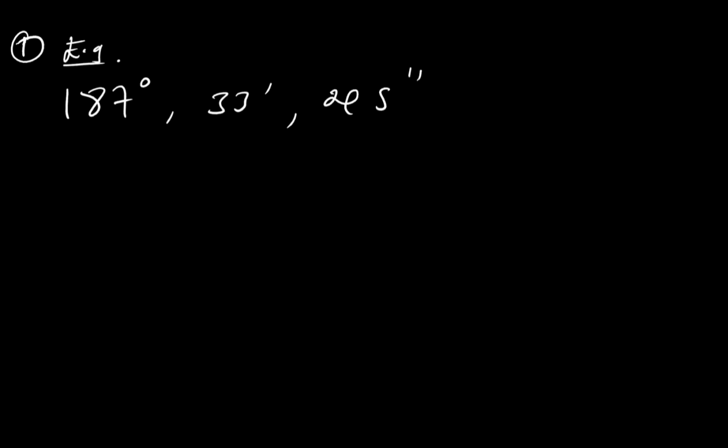Alright, so you have 187 degrees. If you're a Zambian, you know what 187 is. Yep, Chinsachika. Alright, so you have 187, 33, and 45.